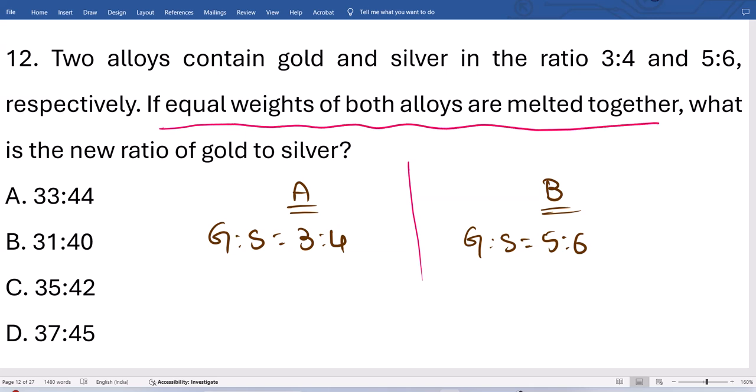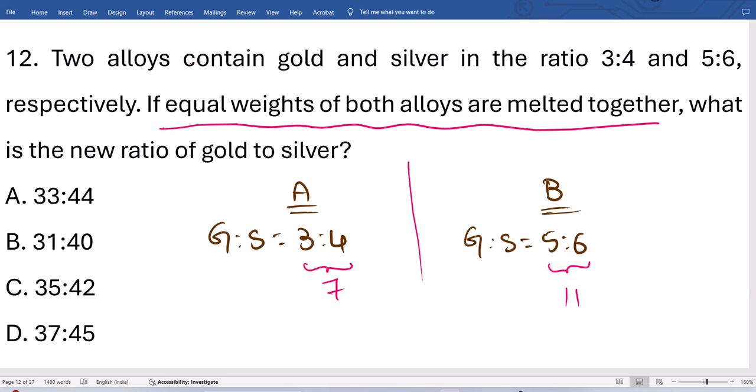See, if it is water and milk, mixing is the word they use, mix. But this is gold, silver, melting. You have to melt if you want to form a new structure, new shape and all. Melting, they melted, right? Equal weights are melted. Now listen, what we can do? 3 plus 4, this is 7. 5 plus 6 is 11, both are equal. So I want to make it equal because in the question they said equal, right?